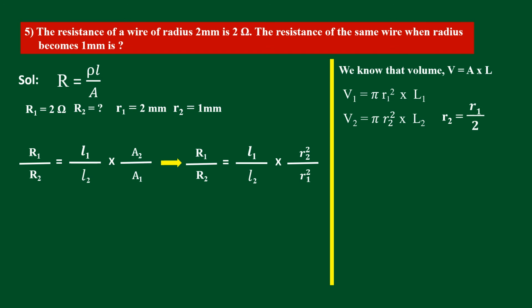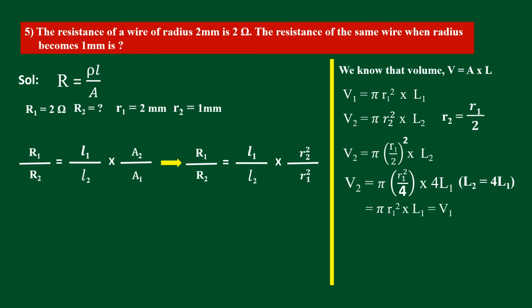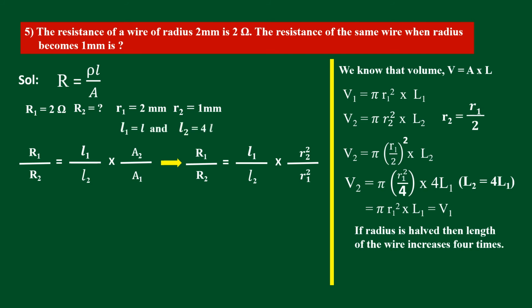Now if we substitute the r2 value, we get V2 is equal to pi into r1 by 2 whole square into L2. V2 is equal to pi into r1 square by 4 into 4L1. That means if radius has become half, then length has increased 4 times because L2 is equal to 4L1. So pi r1 square into L1, that will be equal to V1. If radius is halved, then length of the wire increases 4 times. So L1 is taken as L and L2 is taken as 4L.